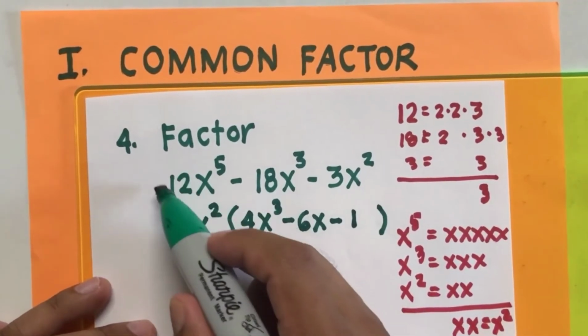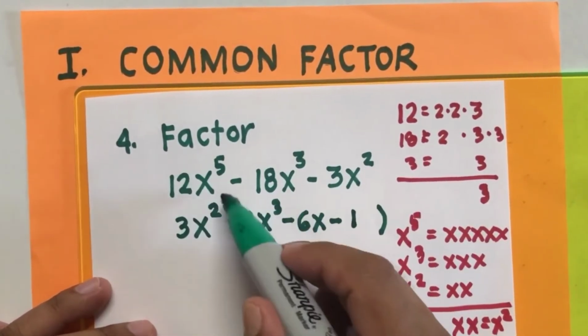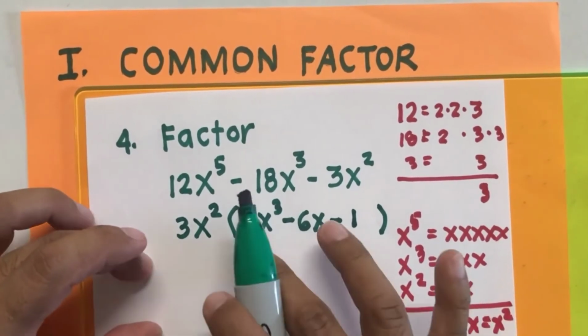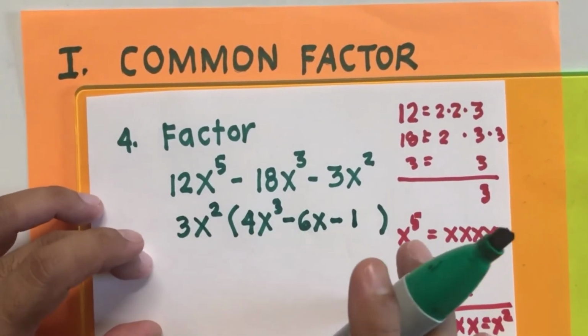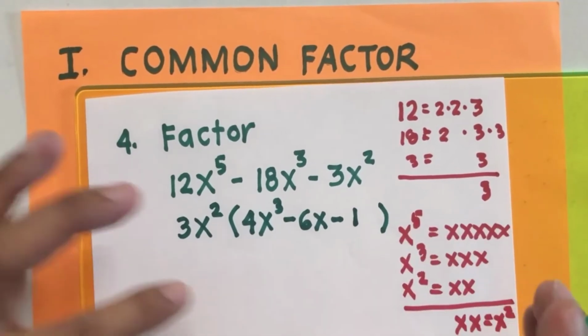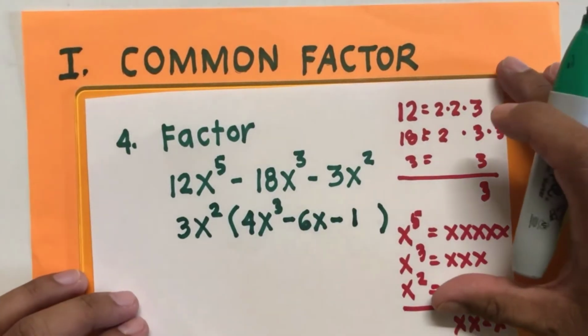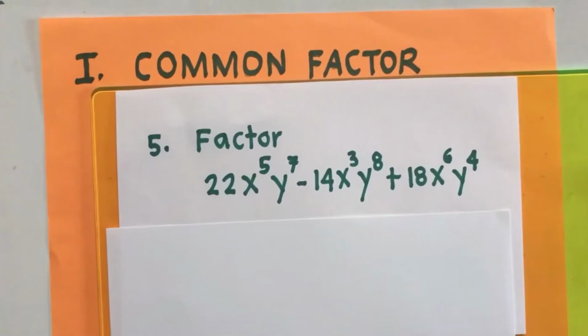Mentally, you can think of this top expression as the rectangle. And you can think of this 3x squared as the width and 4x cubed minus 6x minus 1 as the length. But the length and the width can be interchanged because of the commutative property of multiplication. Okay, let's have some more examples. Okay, let's factor 22x to the 5th y to the 7th minus 14x cubed y to the 8th plus 18x to the 6th y to the 4th.